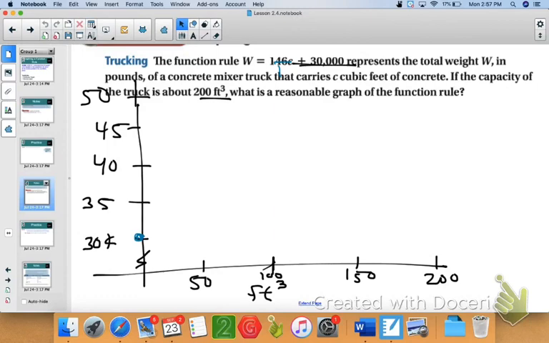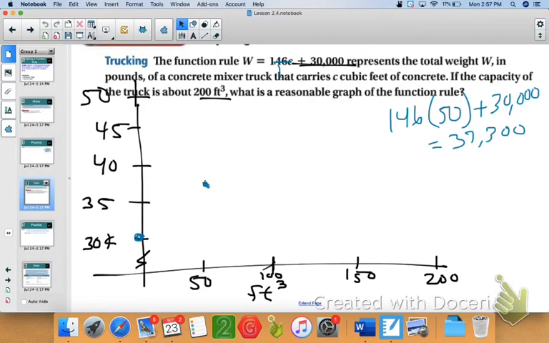Okay, but because I'm going up by 50s, I'm just going to plug in some numbers. So 146 times 50, and I might need to change my graph after I figure this out, plus 30,000. Okay, if I do that, what do we get? So that should come out to be 37,300. Okay, so at 50, I'm up at 37,300, which is about right in between 35 and 40.